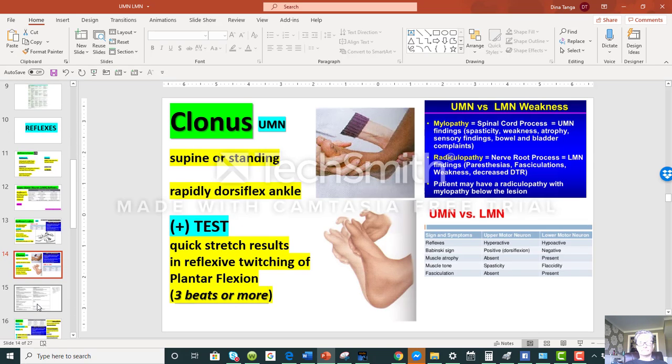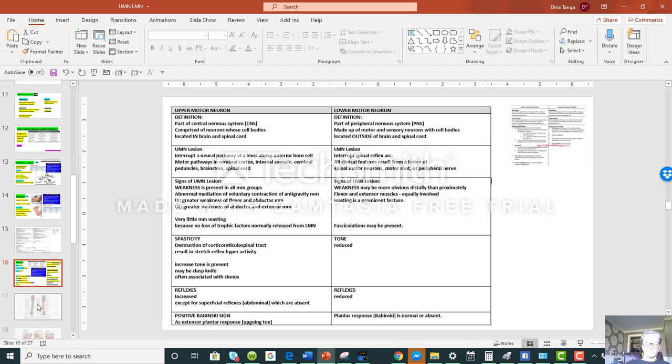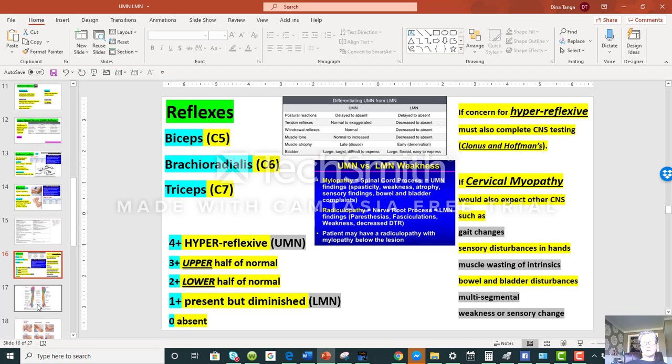Clonus. That is an upper motor neuron test. Those are your reflexes. Someone who has an upper motor neuron lesion is going to have hyperreflexia, 4 plus. Someone with a lower motor neuron lesion is going to be 1 plus, present but diminished or absent.